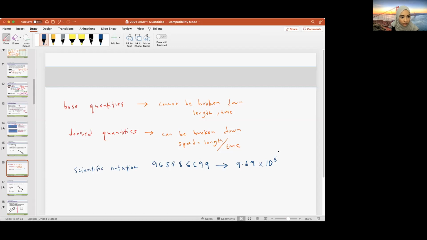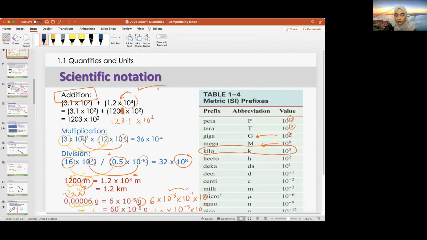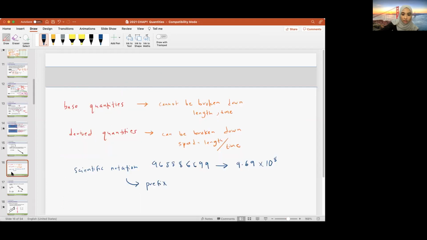And then we talked about, what else? Other than scientific notation, we can use prefixes. Let's go back to the slide. It's called prefixes. So you have giga, mega, kilo, all that stuff that you memorized in high school. Mega is 6, giga is 9. So you want to change this, you can change this to giga. Okay, so this is called a prefix.